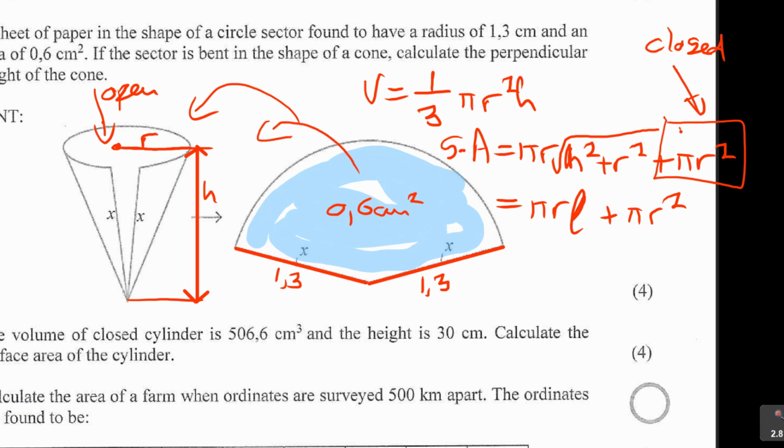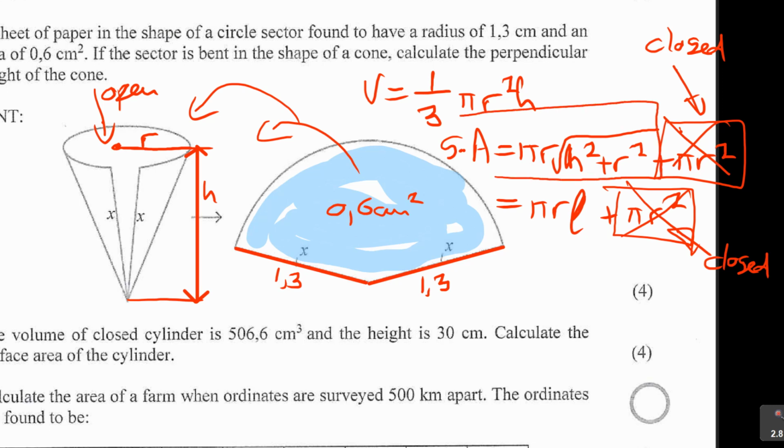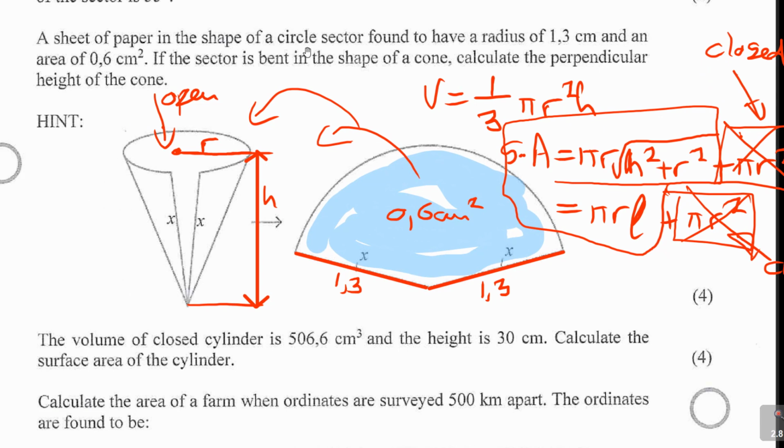So which means in this formula, remove that, or on this other end again, this is for a closed part. That's why I say it was a bit of higher order. So you're going to remove these. So the formulas here that are going to work are this side and that. You see how now these formulas apply. So when they're saying a sheet of paper in the shape of a circle sector is found to have a radius of that and then area of that.